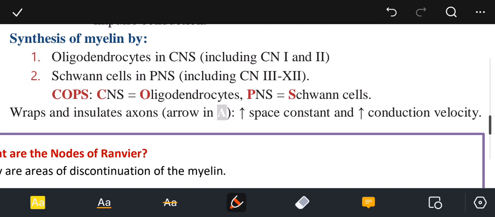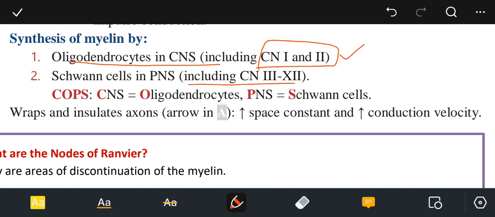Synthesis of myelin by oligodendrocytes occurs in the central nervous system, including cranial nerve 1 and cranial nerve 2. It is very important that there is a discrepancy between the peripheral and central nervous system. In the peripheral nervous system, the myelination process happens because of Schwann cells, and in the central nervous system, the myelination is done by oligodendrocytes. So cranial nerve 1 and 2, which are basically central nervous system tracts, are myelinated by the oligodendrocytes. Schwann cells are in the peripheral nervous system, including cranial nerve 3 to 12.